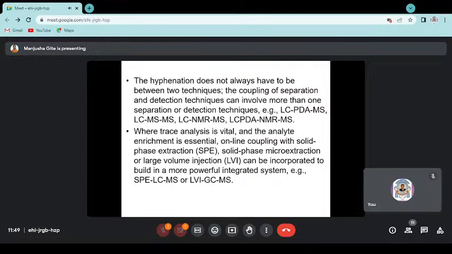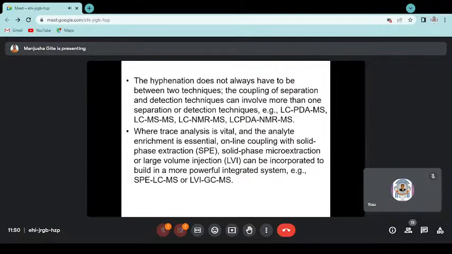Then LC-MS/MS. That is liquid chromatography coupled with tandem mass spectrometry. MS/MS is called tandem mass spectrometry. So the two mass spectrometers are coupled with LC. Then LC-NMR-MS. Then LC-PDA-NMR-MS, liquid chromatography, photodiode array detector, NMR and mass. All these are coupled. Means in hyphenation, not only two techniques are coupled, more than two techniques are also coupled. Okay.